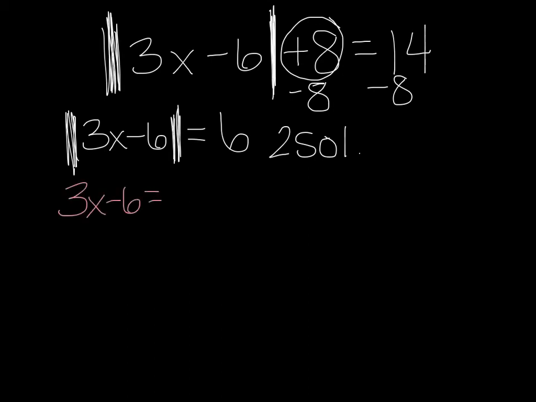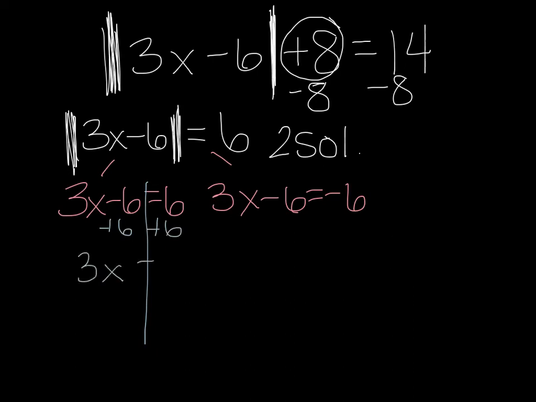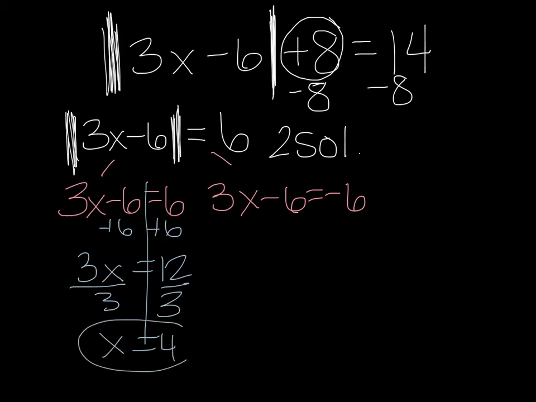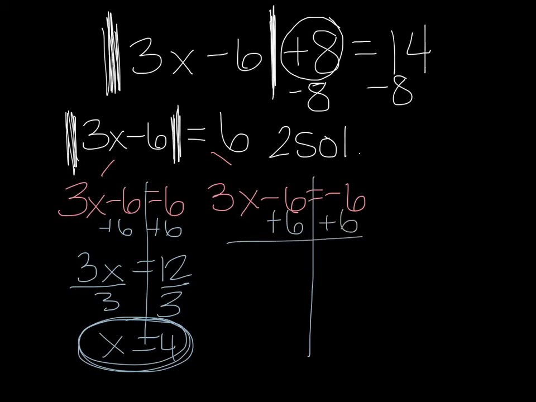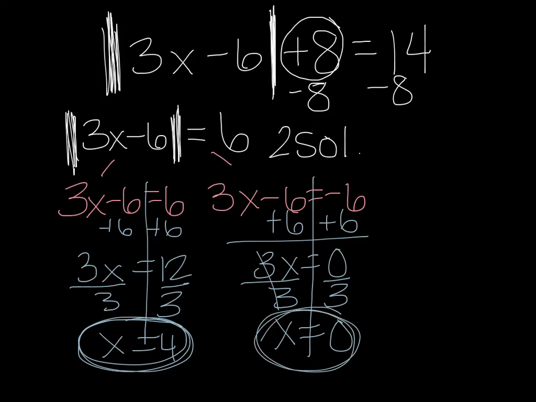3x minus 6 equals positive 6. 3x minus 6 equals negative 6. And then solve each one of these separately. So add 6 to both sides. 3x equals 12. Divide by 3. X is going to equal 4. Same thing here. Add 6 to both sides. 3x equals 0. Divide by 3. X is going to equal 0 divided by 3, or any number, is just 0. So my 2 answers are 4 and 0.